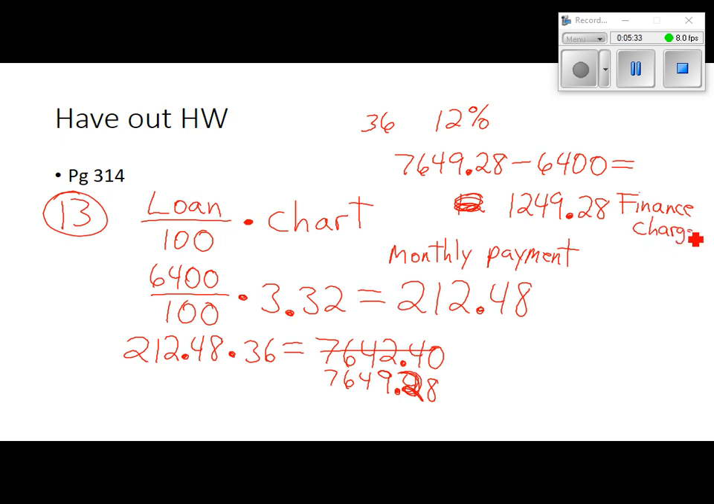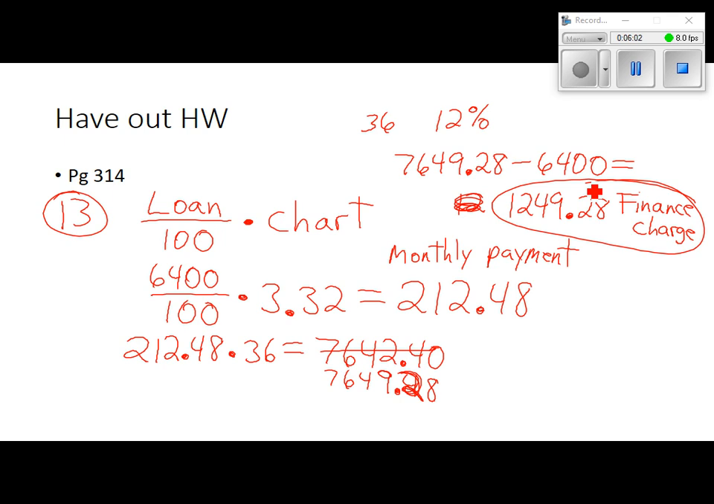So that's it. That's the answer to number 13. Does it make sense that we're going to pay them back an extra $1,250? Yeah, if we borrow $6,400 from them for 36 months, which is 3 years, that's probably $1,200, $1,250.